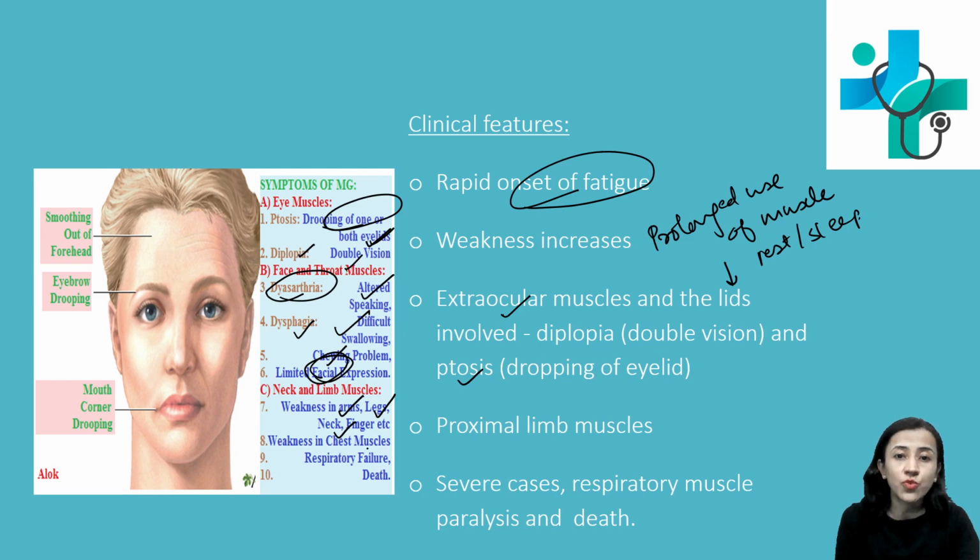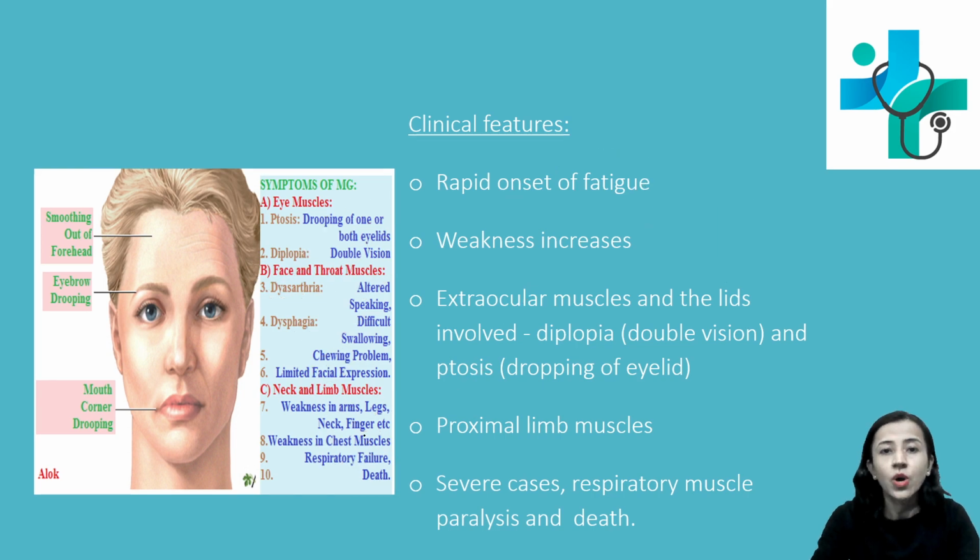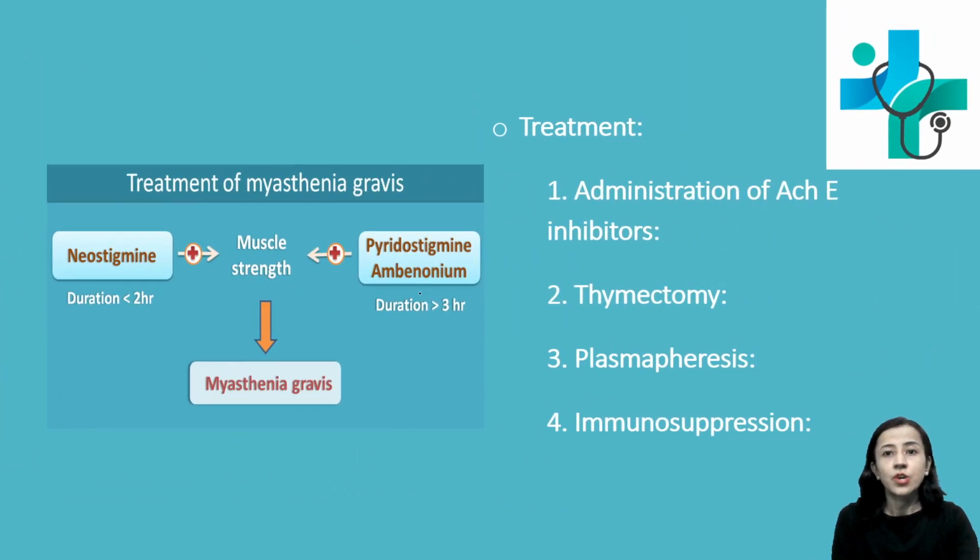Chest muscles are also weakened, and that results in respiratory failure, a serious condition that may result in death of the individual. Now, how to treat myasthenia gravis? One can administer acetylcholinesterase inhibitors, drugs like neostigmine and physostigmine. These drugs inhibit acetylcholinesterase. That is one mode of treatment.